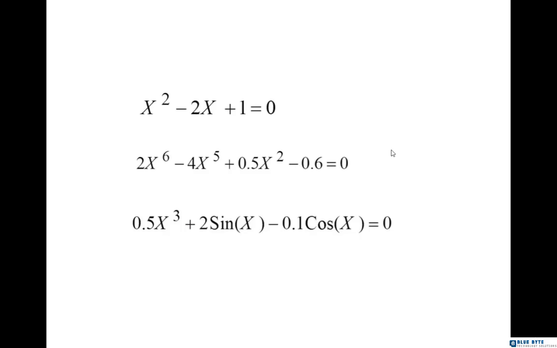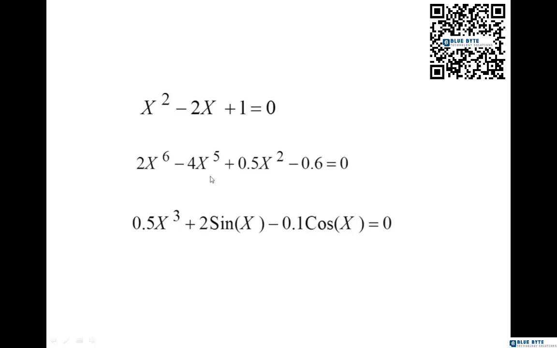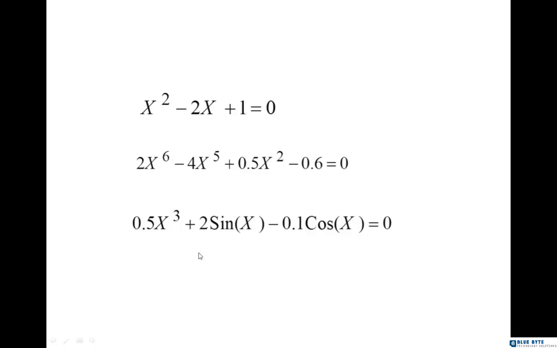Here as you can see we have the equation x to the power 2 minus 2x plus 1 equals 0. We want to simulate it. As you know, the aim of the equation is to find the unknown. So here we should find the amount of x. The next example is a high-level equation. It is 2x to the power 6 minus 4x to the power 5 plus 0.5x to the power 2 minus 0.6 equals 0. Then we have a nonlinear equation.